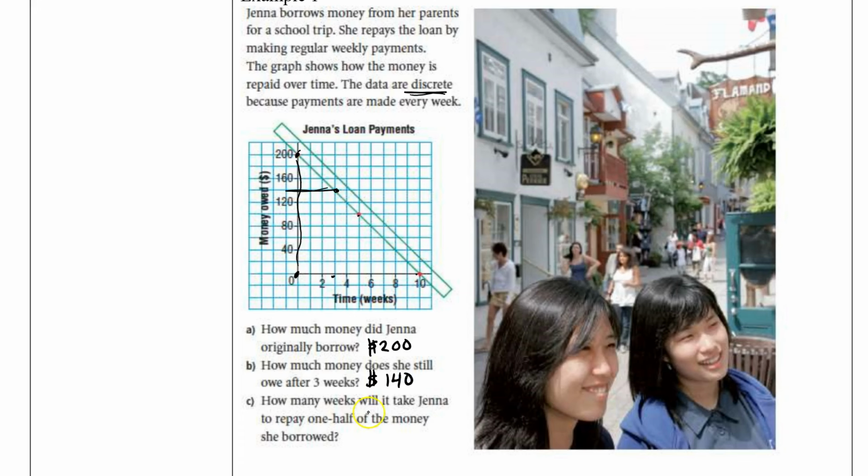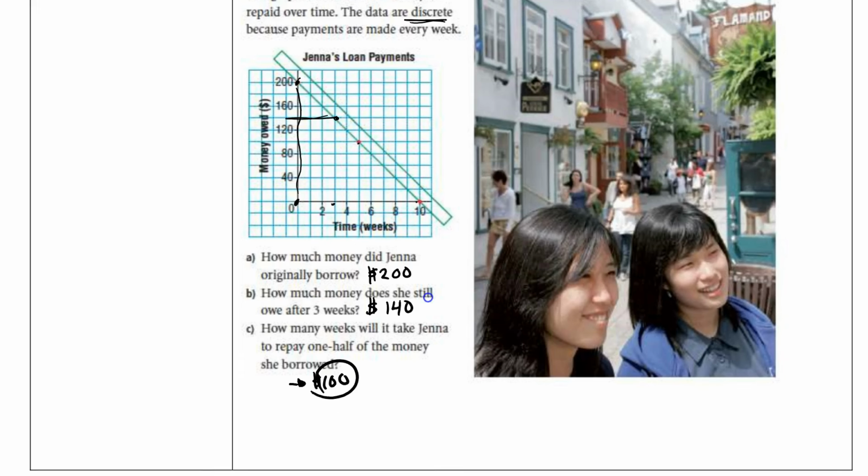And how many weeks will it take Jenna to repay 1/2 of the money she borrowed? So that means that she will have paid $100. Because if she originally borrowed $200, half the money will be $100. So I find 100 on the money owed. And it's right here. I go down. And it would take her 5 weeks.